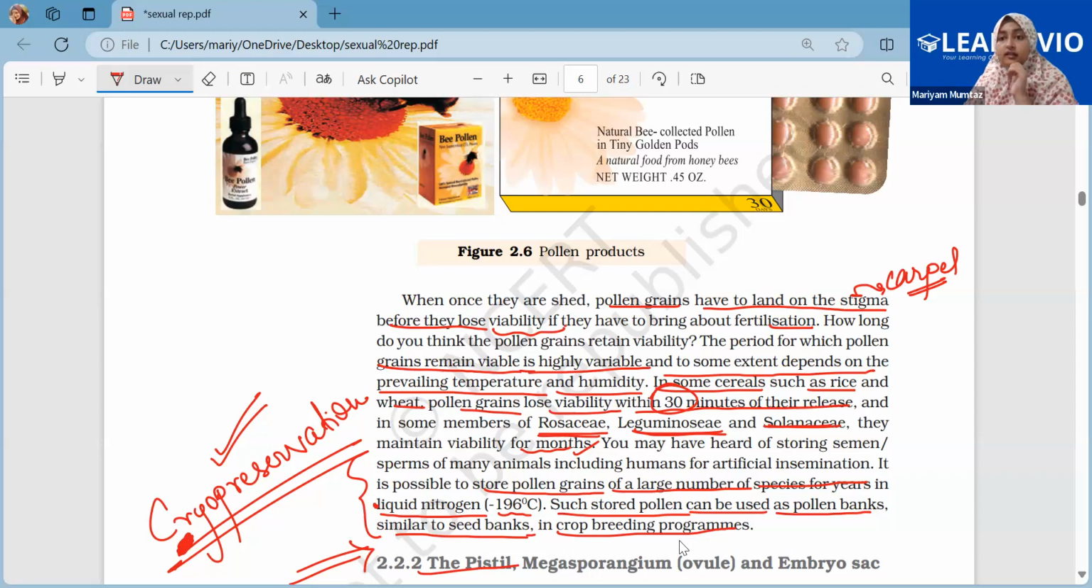Like everything has a certain temperature at which it will be fine for storing it for a long period of time. So minus 196 degrees Celsius is the optimum temperature for storing the pollen. Clear? Yes, ma'am.